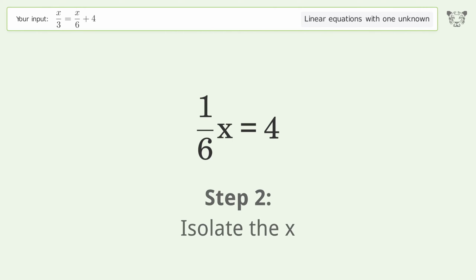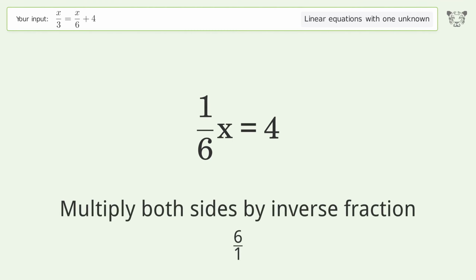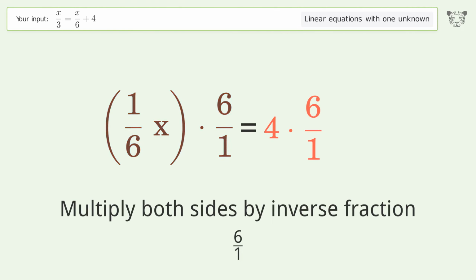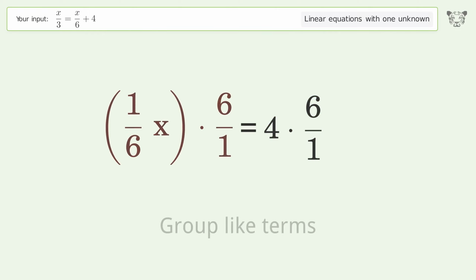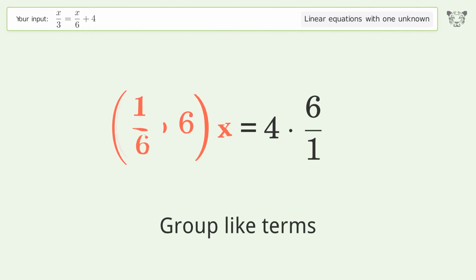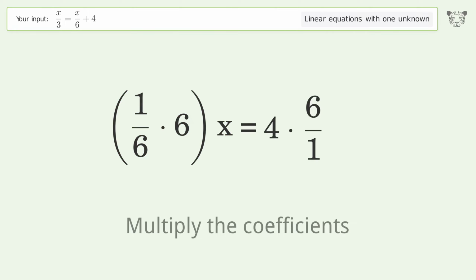Isolate the x. Multiply both sides by inverse fraction 6 over 1. Group like terms. Multiply the coefficients.